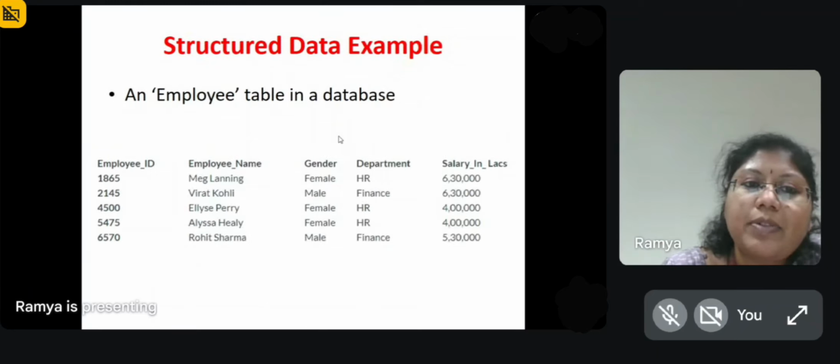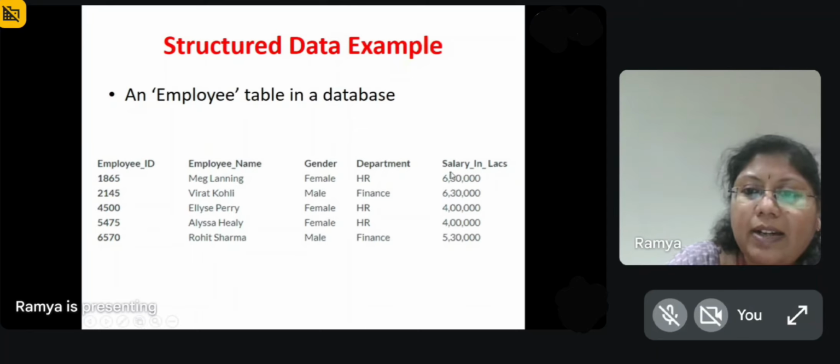So this is an example. If I am taking the employee table, I will be having the employee ID, employee name, gender, department, as well as the salary in lakhs. So you are seeing it as a proper structure. Whenever I am opening the employee table, I will be having the proper structure. So the fixed format is called structured data.